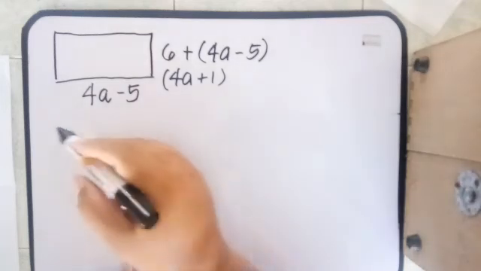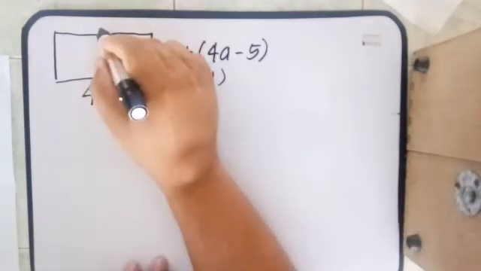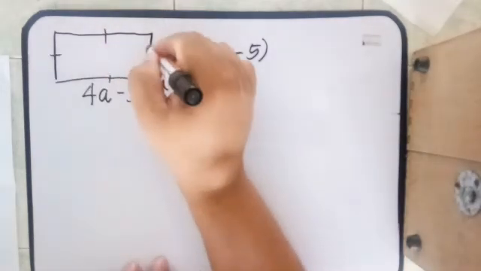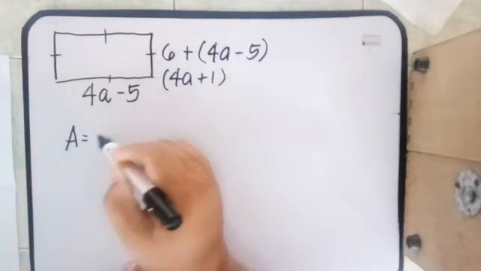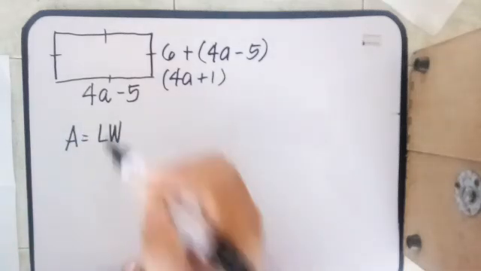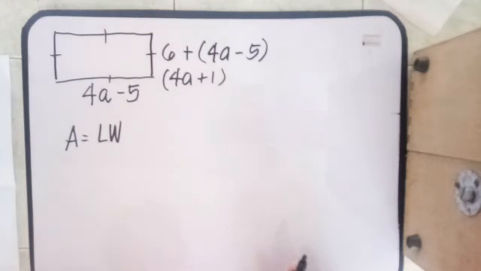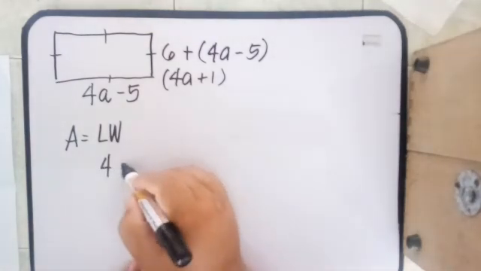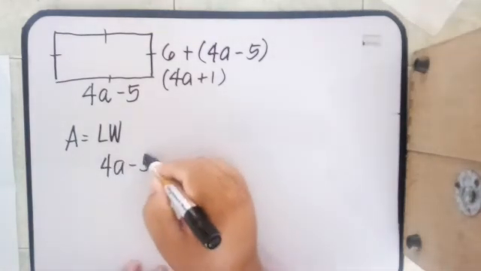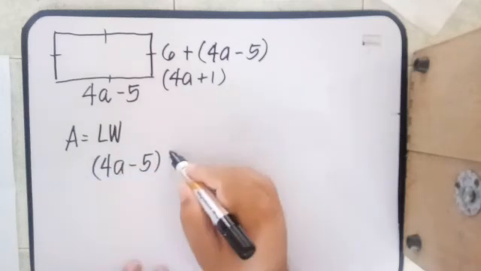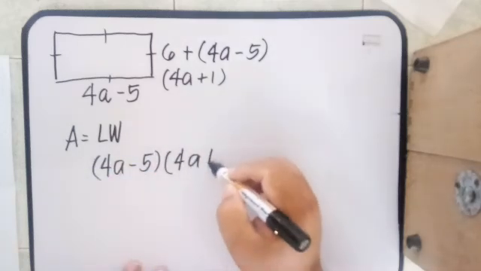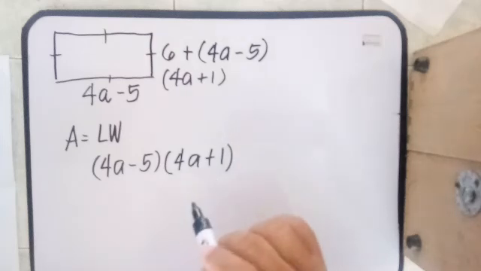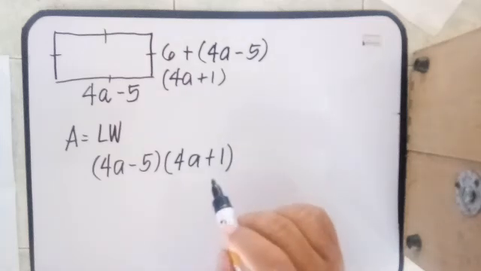Okay, then you're going to solve the rectangle. Solve the rectangle using the formula for area. Remember, area is length times width. Now, our length is 4a minus 5, and our width, as we have solved earlier, is 4a plus 1. So this time, we're going to use the FOIL method for this.